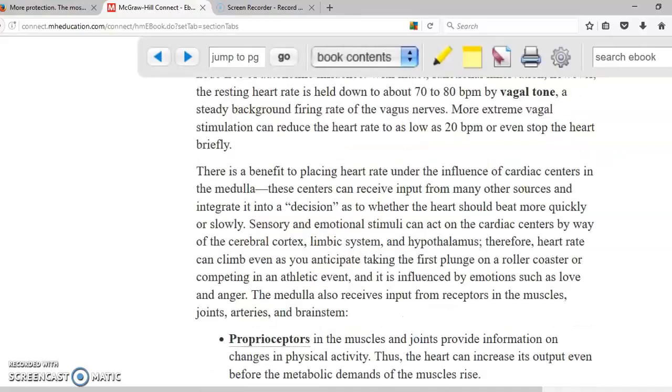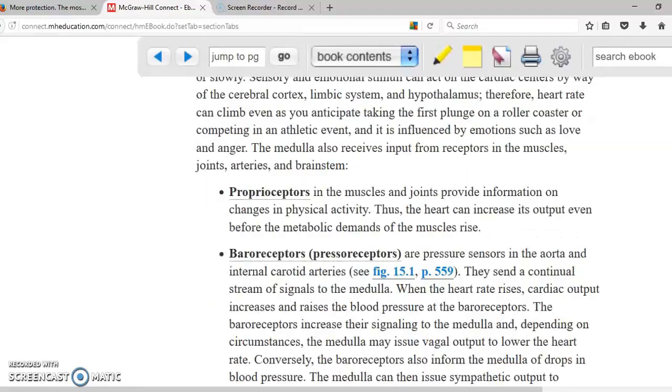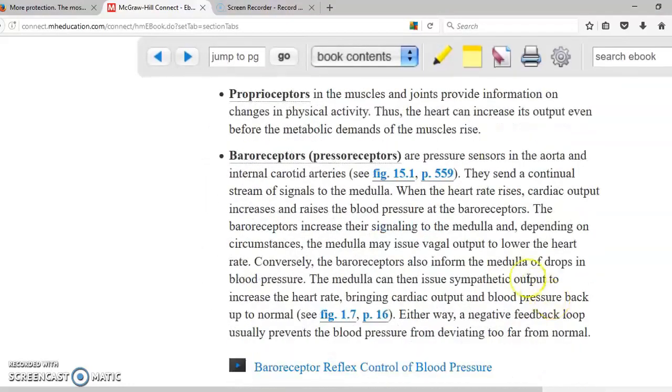So then what else affects the heart rate? We also have the receptors. For example, we have proprioceptors and baroreceptors. Proprioceptors are the ones that you're going to find in your muscles as well as joints, and they provide information to your brain regarding the physical activity that you're going to perform. Therefore, the heart rate can increase the output depending on the physical activity that you're going to perform.